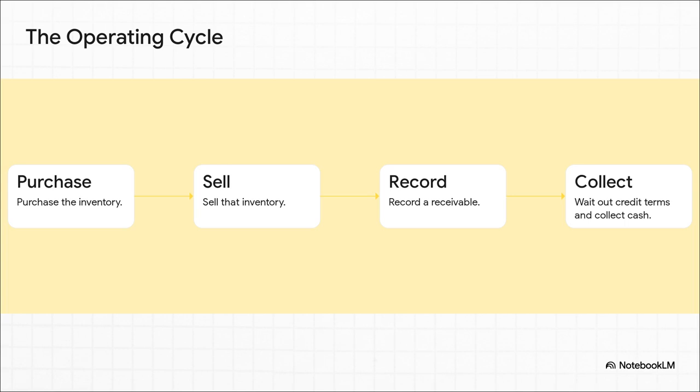The chunk of time between Steps 1 and 2, that's your days sales in inventory. And the time between 3 and 4 is your days sales outstanding. Smushed together, they form your complete cycle.